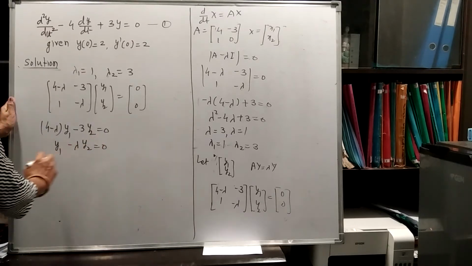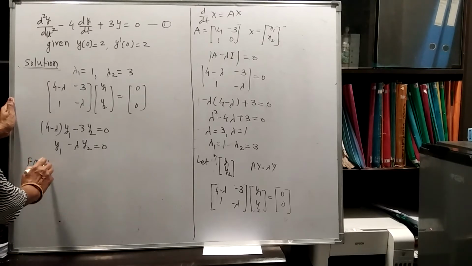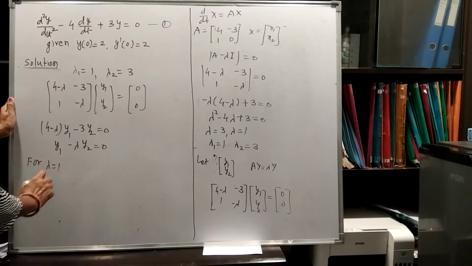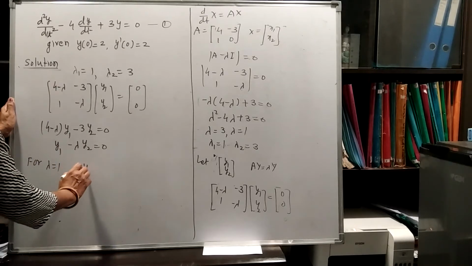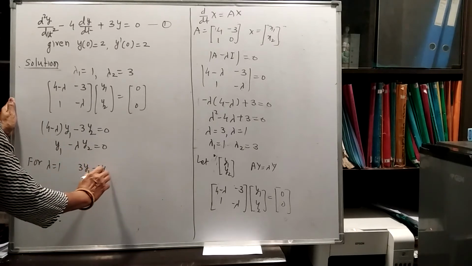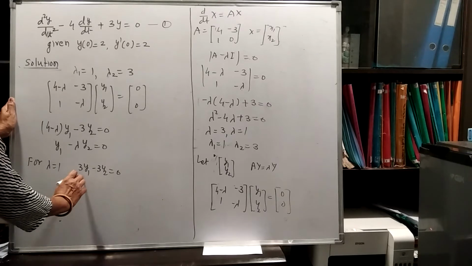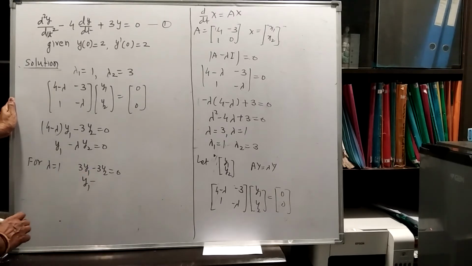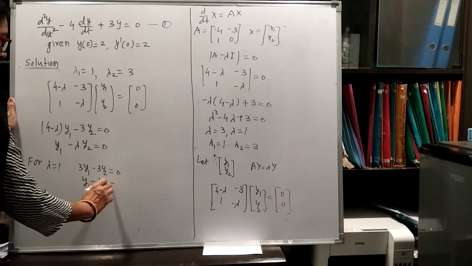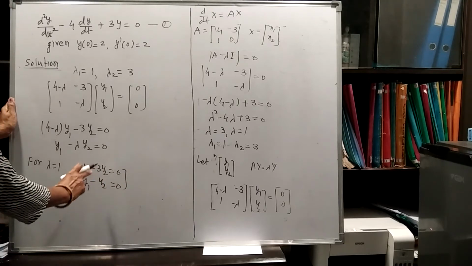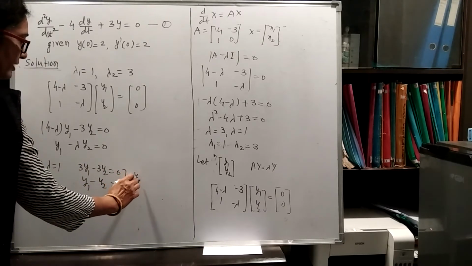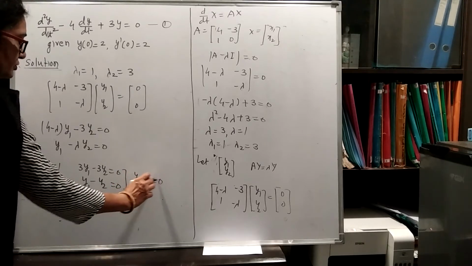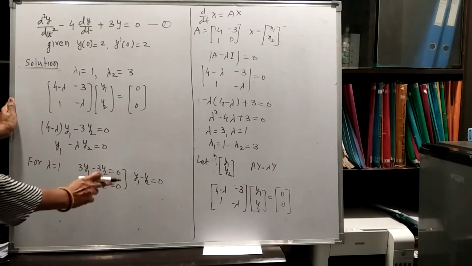So for lambda 1 is equal to 1, we will put it here. So what do we get? 3y1 minus 3y2 is equal to 0 and y1 minus y2 is equal to 0. Now see here, both the equations, if we divide the first equation by 3, we get y1 minus y2 is equal to 0. So both the equations are same.